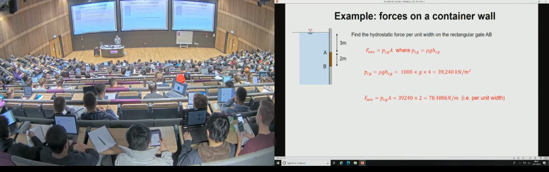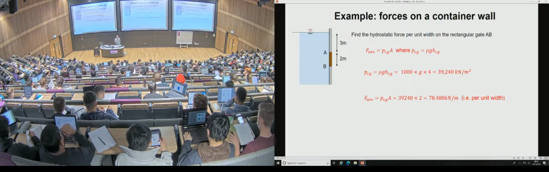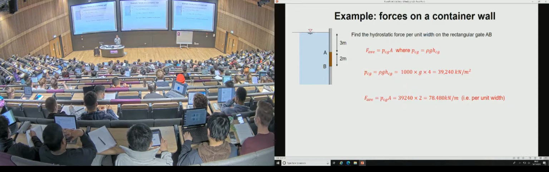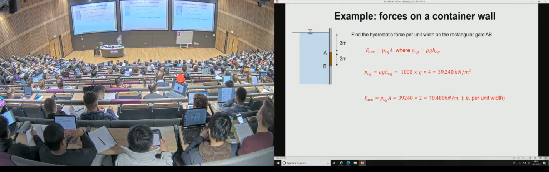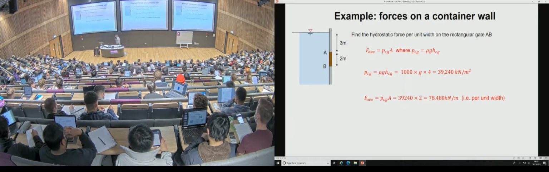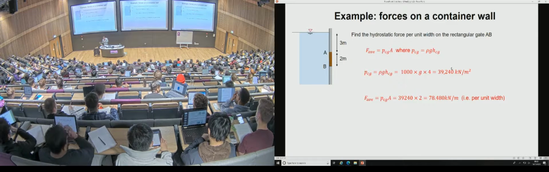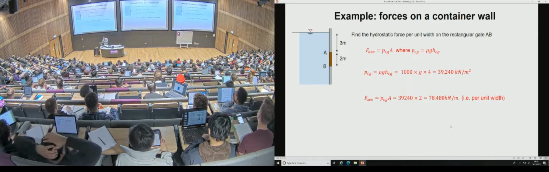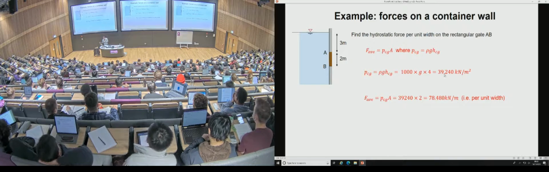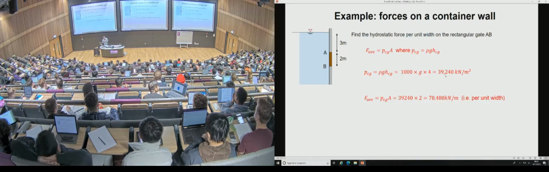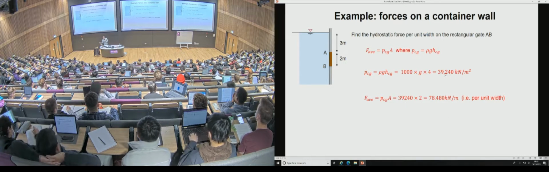I added this earlier because I thought it would be useful for you to see one of the questions in your tutorial sheet. Any other questions or comments? Yes? Kilonewtons. Yeah, that might need to be a decimal. I think that should be a decimal, not a comma.